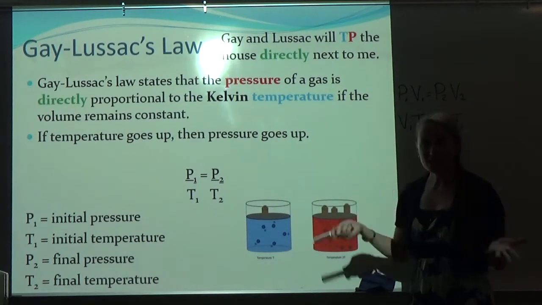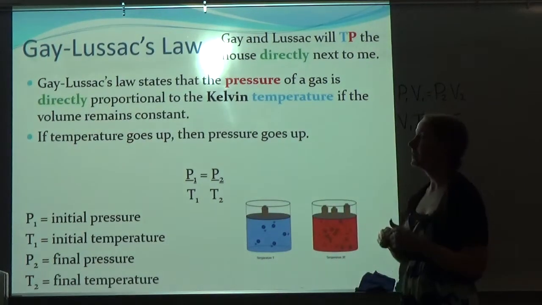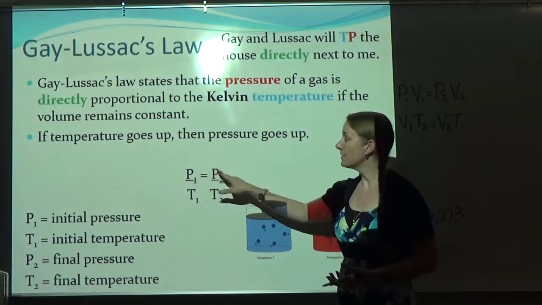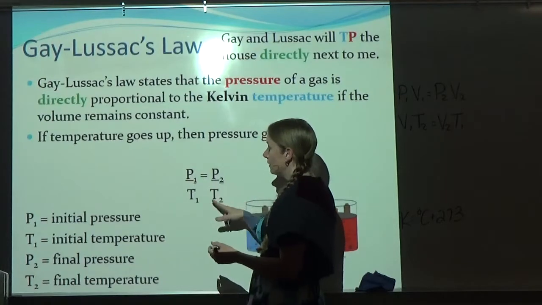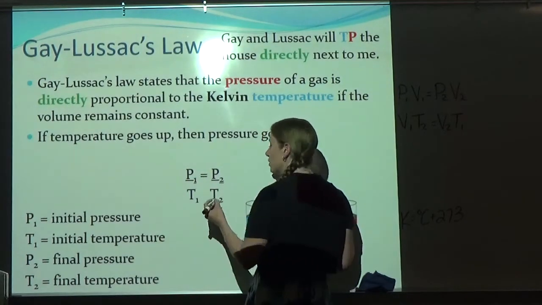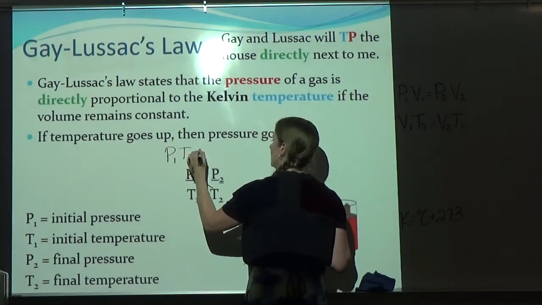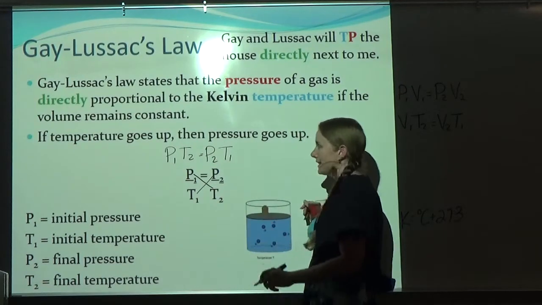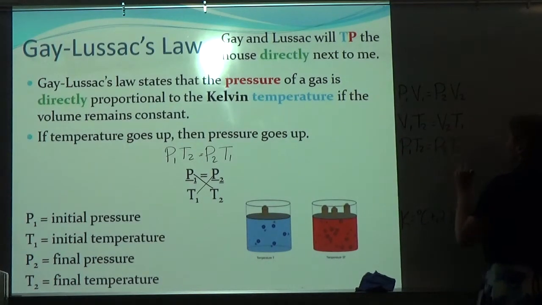So what does directly mean? It means if temperature goes up, then pressure also goes up. Alright, and so it has a formula similar to Charles' Law, but instead of having volumes on top, it's pressures. So again, if you struggle with solving for a variable in the denominator, you can just cross multiply. So P1 times T2 equals P2 times T1, just like that. Alright, and then that gets everything in the numerator. So we have P1 T2 equals P2 T1.